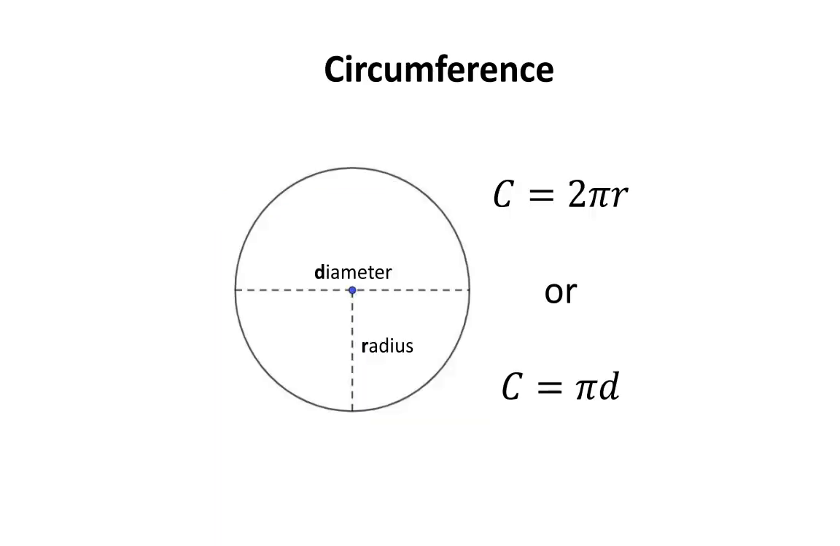Circumference is just another way of saying the perimeter of a circle. A circle can be described by its diameter or its radius. The radius is half the diameter, or you can think of it as the diameter being twice the radius. You can determine the circumference of a circle using the equation 2 pi r, or you can use pi d. It doesn't matter which equation you use, you'll get the exact same answer.